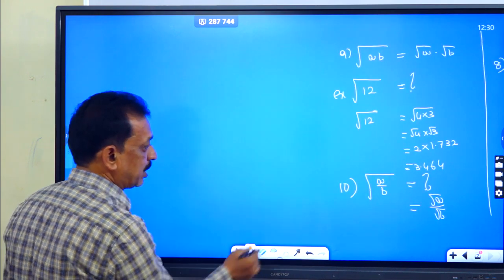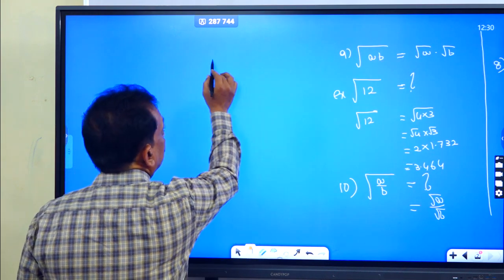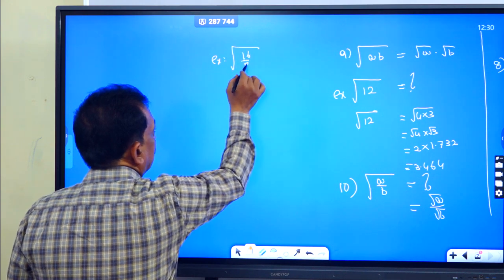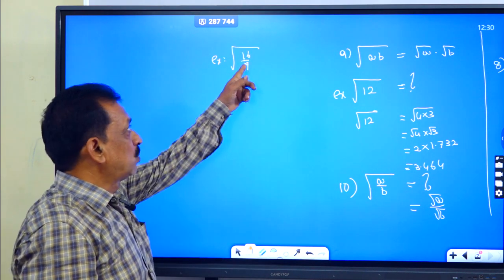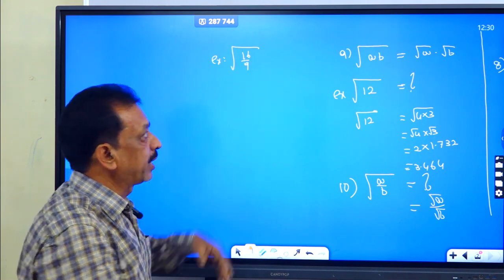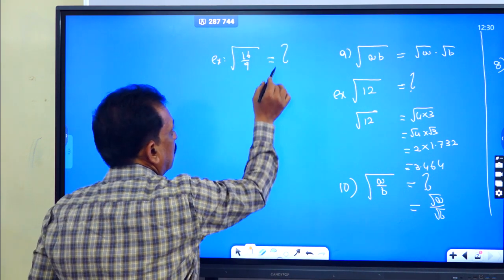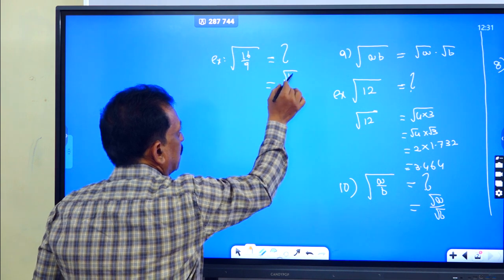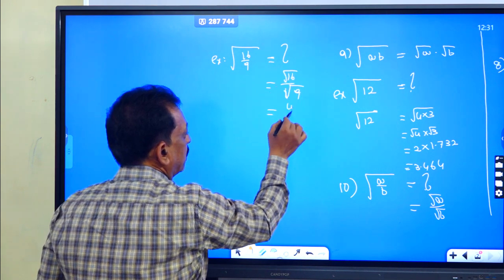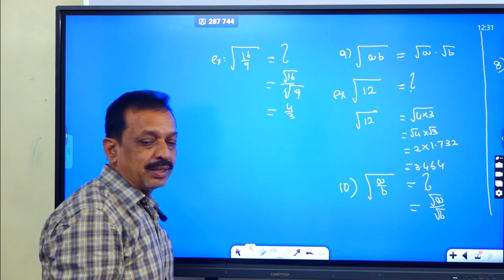Next, take an example. Square root of 16 by 9. Don't try to simplify root 16 by 9 directly; better to use the perfect square roots. That is equal to root 16 by root 9, which is equal to 4 by 3. So what is the value of 4 by 3?